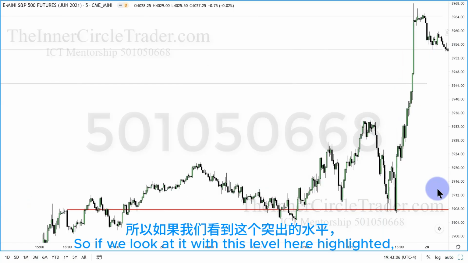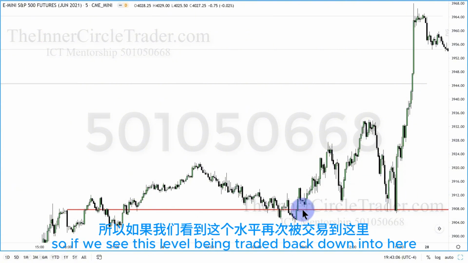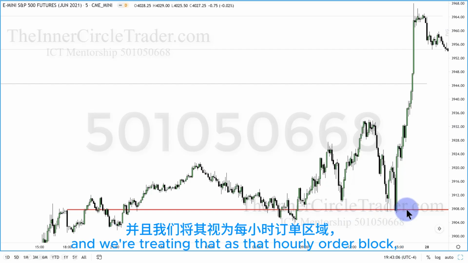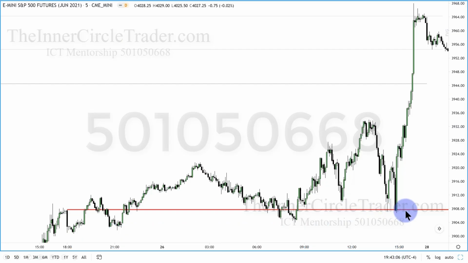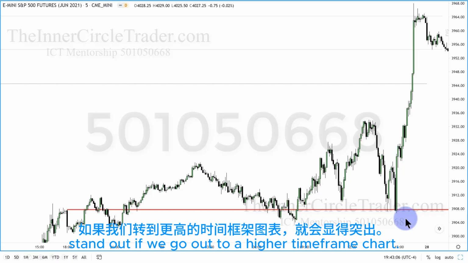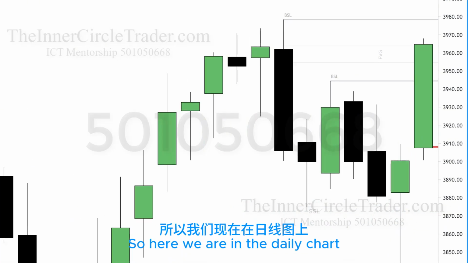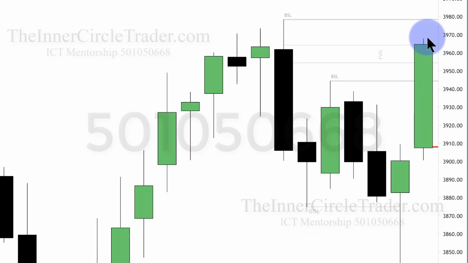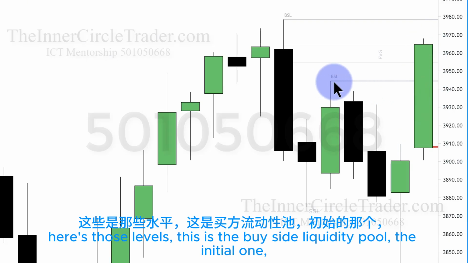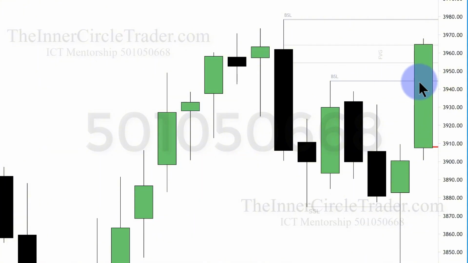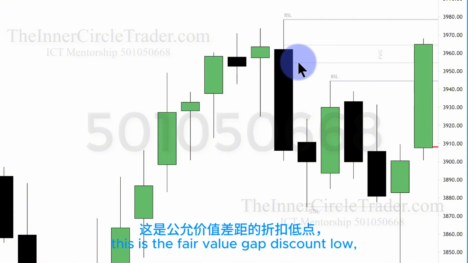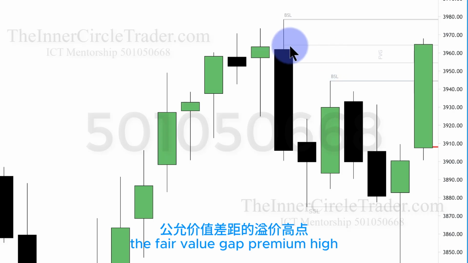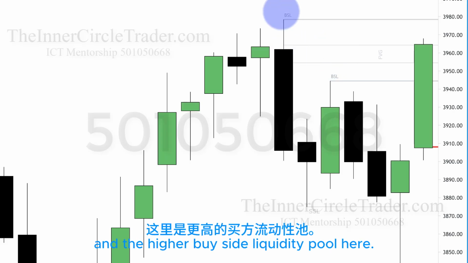So if we look at it with this level here highlighted, so if we see this level being traded back down into here, and we're treating that as that hourly order block, it'll stand out if we go out to a higher time frame chart. So here we are on the daily chart, and you can see inside that daily range here, here's those levels. This is the buy side liquidity pool, the initial one. This is the fair value gap discount low, the fair value gap premium high, and the higher buy side liquidity pool here.